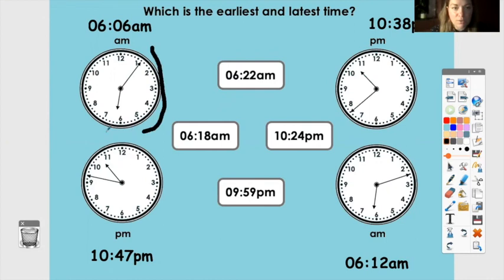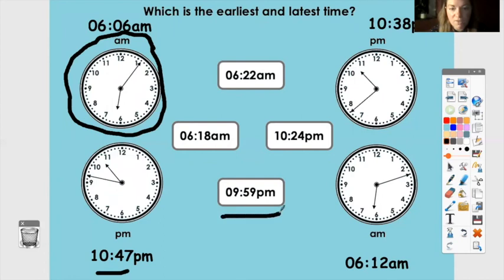So I'm going to circle this clock because even though it's in an analog format, it's showing me the earliest time. And the latest, I'm looking for PM times. So I've got 10:47 p.m., 9:59 p.m., 10:24 p.m., 10:38 p.m. I'm underlining those PM times so they stand out to me because I was getting a bit confused with AMs and PMs. So I'm just differentiating between the two. And the latest one is 10:47 p.m. So I'm going to circle that.